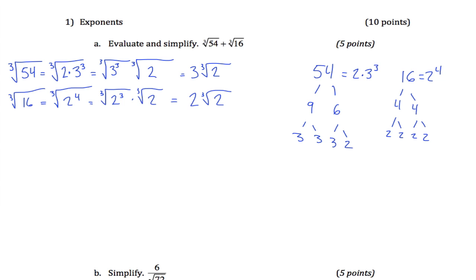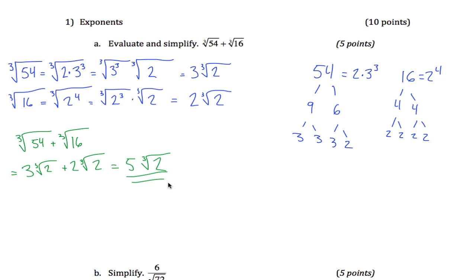So then what we can do is say, alright, the cube root of 54 plus the cube root of 16 is the same as asking what is 3 cube root of 2 plus 2 cube root of 2. That is, I have 3 of these things, and then I want to add 2 more of these things. So now I have 5 of these things. So that ends up being my final answer. And I'll move on to part B.